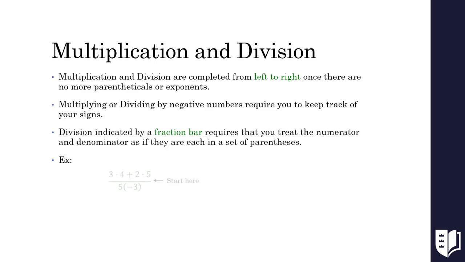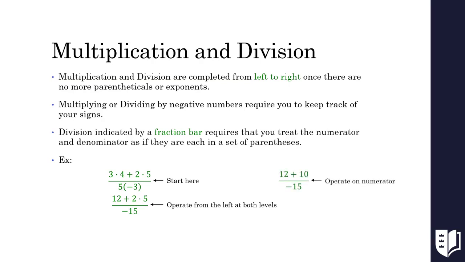For our example, we are given 3 times 4 plus 2 times 5, all divided by 5 times negative 3. Our first step is to operate from left to right in both our numerator and our denominator. This gives us 12 plus 2 times 5 over negative 15. Next, we finish operating from left to right in our numerator by multiplying our 2 and 5. This gives us 12 plus 10 over negative 15. Notice that our 15 is negative because there was only one negative sign being multiplied in the denominator.